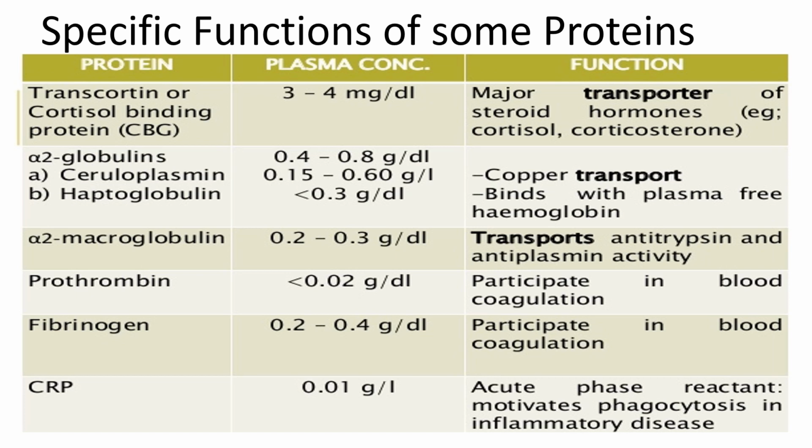So C-reactive proteins are produced in the liver as a result of inflammation anywhere in the body, and its levels are indicative of acute inflammation. And C-reactive proteins motivate phagocytosis in inflammatory disease.